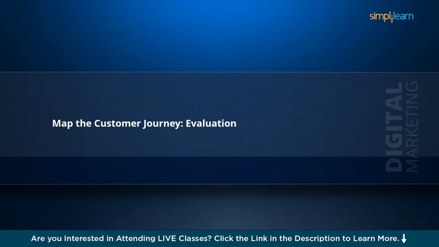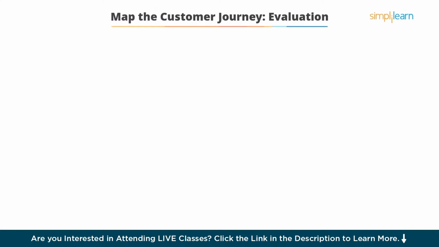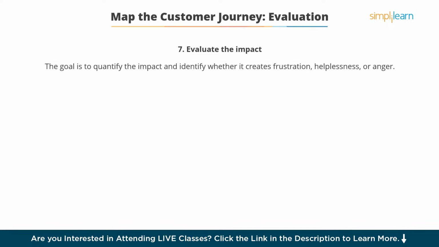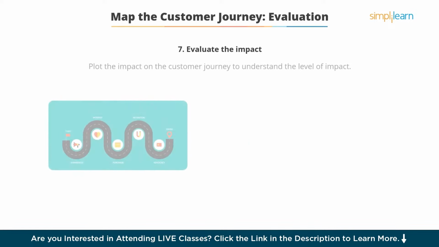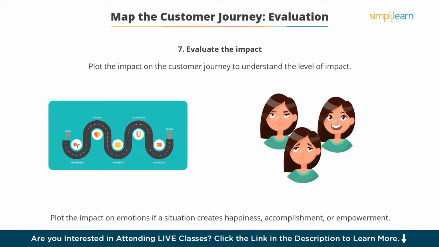Mapping the customer journey. Evaluation. The next stage is to evaluate the impact of that experience on the attitude of the customer. The goal here is to quantify the impact. Does it create frustration, helplessness, or anger? To plot the impact of the issue on your customer journey will help you understand the level of impact. Conversely, if a situation creates happiness, accomplishment, or empowerment, plot the impact on their emotional state on the good side.